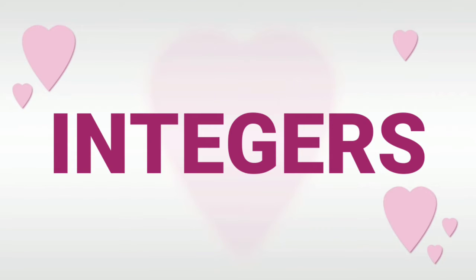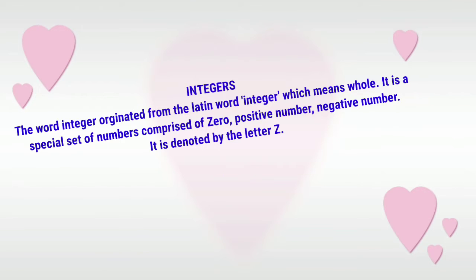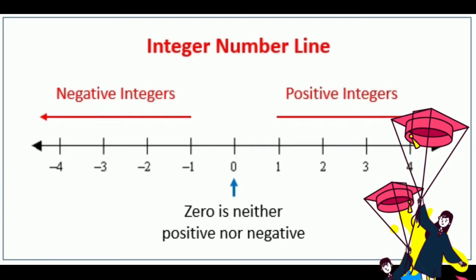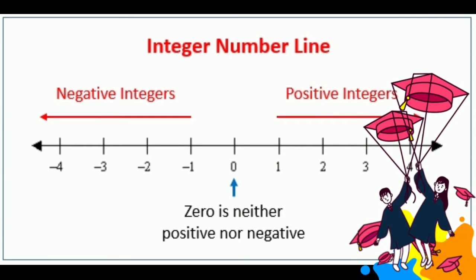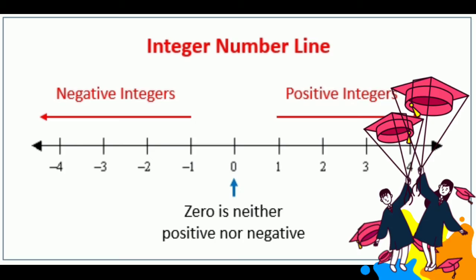Today the topic which we are going to start is integer. Let's move to the definition of the integer. The word integer originated from the Latin word integer, which means whole. It consists of zero, negative numbers, and positive numbers. So you can check in the diagram. Zero is neither positive nor negative.